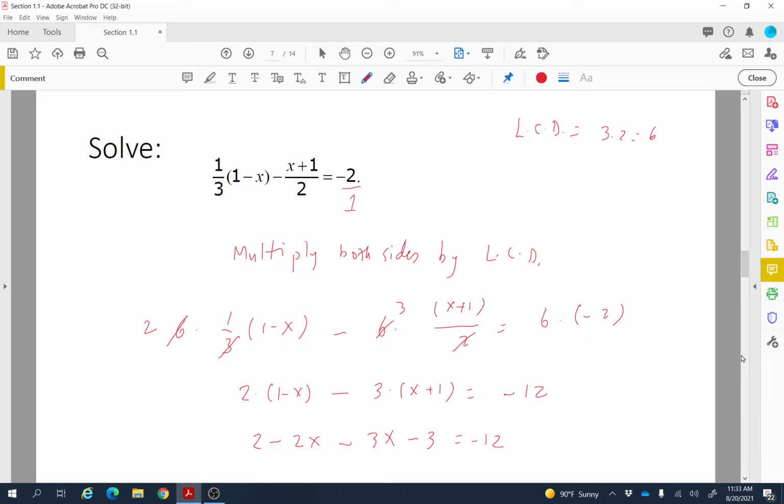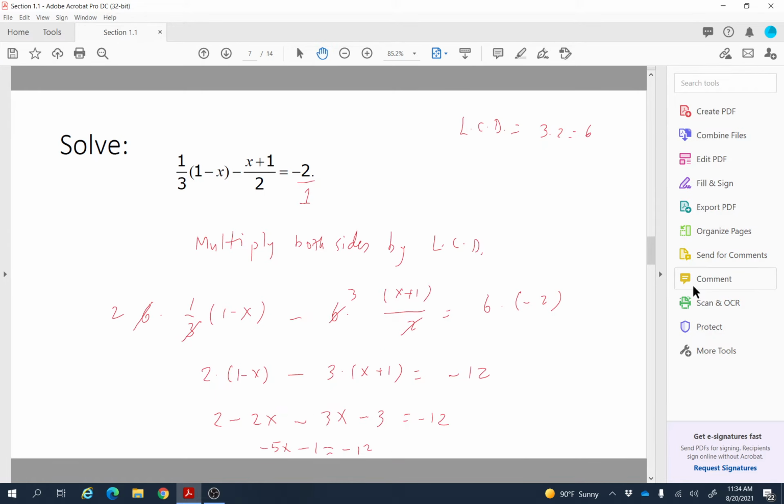That is equal to -12. So now if you combine this -2x and -3x, that will give you -5x. If you combine 2 and -3, that will give you -1. So that is -5x - 1 equals -12. Okay. So now our goal is to find the value of x.